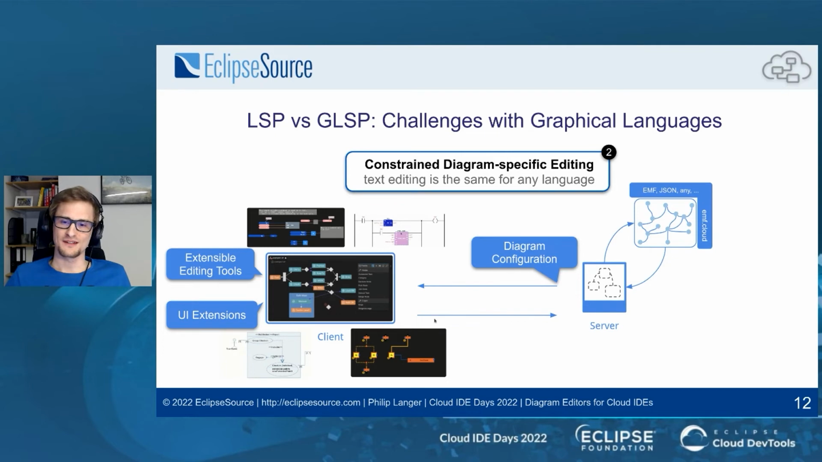In order to account for that, there are 2 or 3 things. On the one hand, there is this diagram configuration on the server, which specifies which elements can be modified in which way, and which palette items exist, and so on. And on the other side, and that's very, very important from the observations from the projects I was involved in, you have extensible editing tools and UI extensions, so that you can even add custom controls, because diagrams are by nature very, very specific and domain specific. They all have very specific ways of how a user interacts with them, which is also why you need to be able to have full power and flexibility to add custom editing tools and UI extensions there.